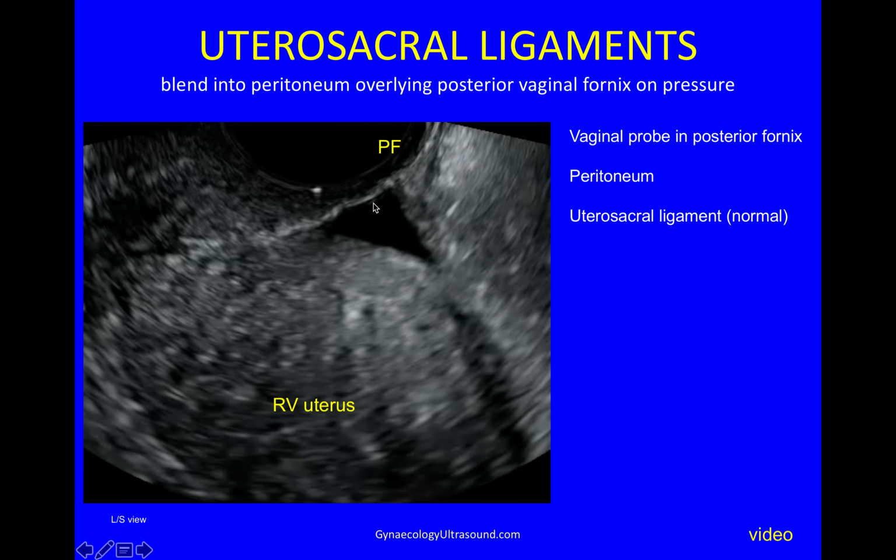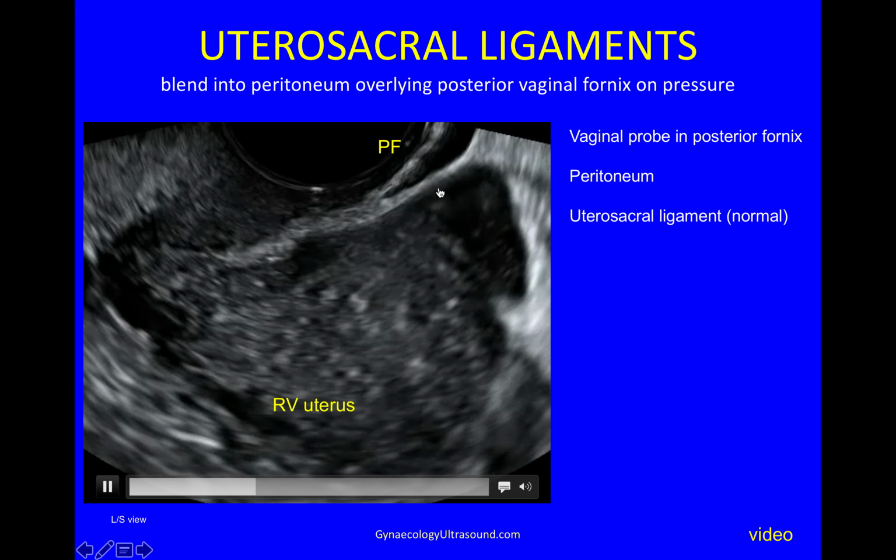Back of uterus. So if you remember that picture, this is a retroverted uterus. It's tipping toward the patient's feet. Here you can see the pouch of Douglas with a little bit of free fluid. My probe is in the posterior fornix, and you can see some dark vagina. Then you can see white. This is peritoneum. And then in a minute in this fluid, you'll see a normal uterosacral ligament. And as I press harder with my probe, that uterosacral ligament becomes blended onto the peritoneum. So normally when you're in the posterior fornix, the white line you see is a combination of peritoneum and uterosacral ligament. So let's have a look.